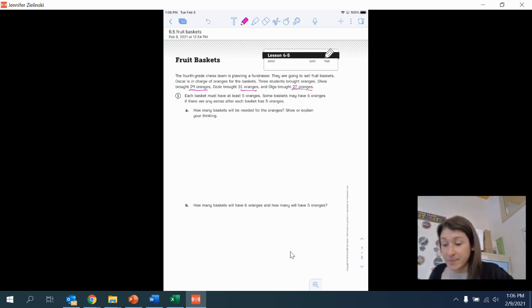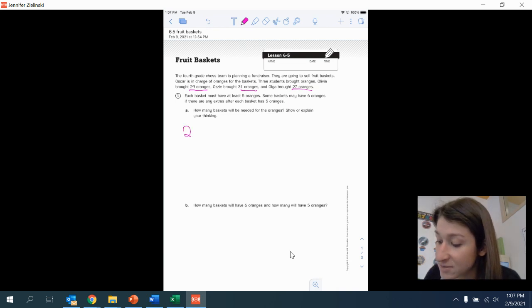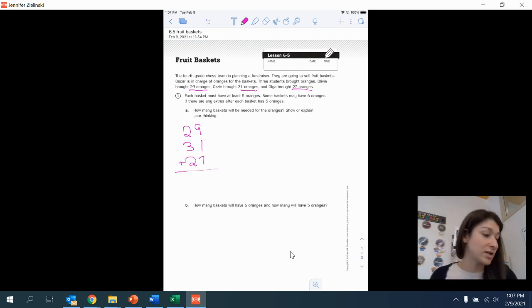Let's look at that again. Each basket has to have at least 5 oranges, but some may have 6 if there's any left over. How many baskets will be needed for the oranges? Show or explain your thinking. To get you started, we need to figure out how many oranges we're going to have total. So my first step would be, let's add up our oranges. Our 29 plus our 31 plus our 27.